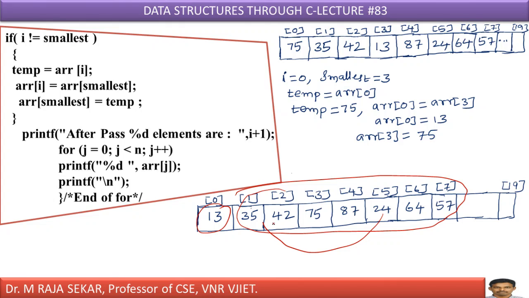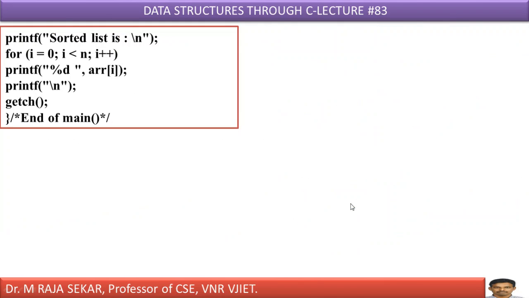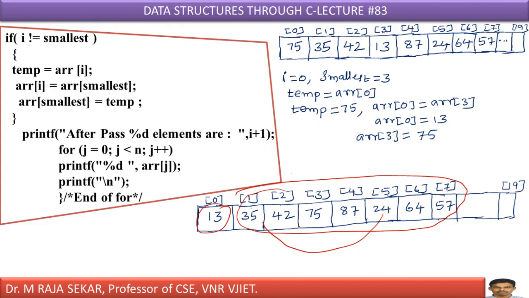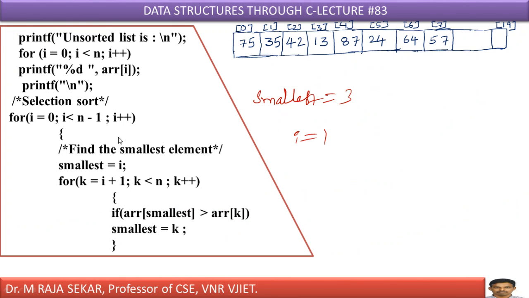This procedure will be continued till all the elements are in sorted order. When will this procedure be terminated? For I less than n minus 1. What is my n? 8 minus 1, 7. I equal 0. This will get executed for I equal 0, I equal 0, 1, 2, 3, 4, 5, 6, 7. 7 less than 7, false. Means I equal to 0 to 6, it will get executed.